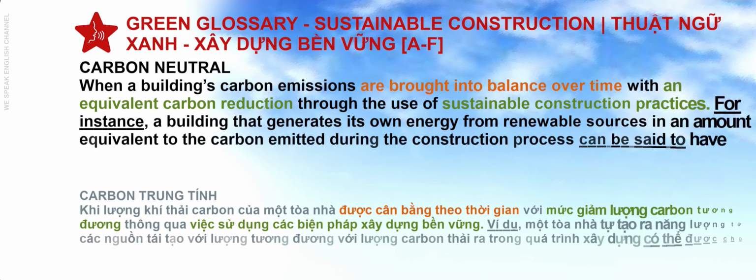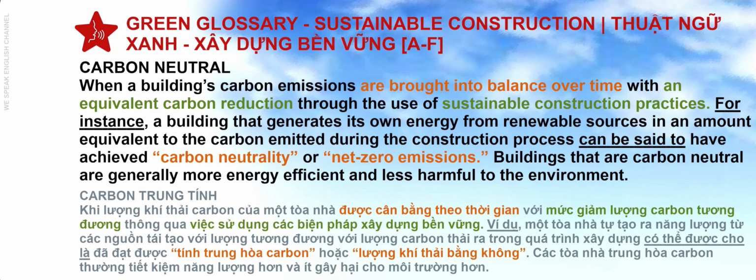Carbon neutral. When a building's carbon emissions are brought into balance over time with an equivalent carbon reduction through the use of sustainable construction practices. For instance, a building that generates its own energy from renewable sources in an amount equivalent to the carbon emitted during the construction process can be said to have achieved carbon neutrality, or net zero emissions. Buildings that are carbon neutral are generally more energy efficient and less harmful to the environment.